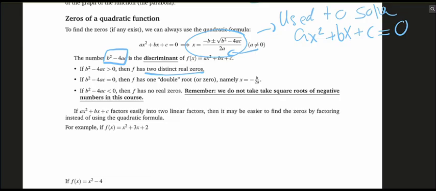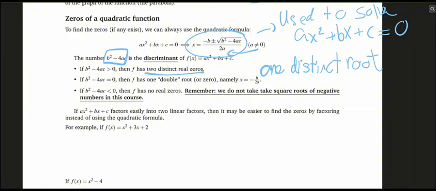What about if it's 0? Well, in this case, you would have plus or minus 0. Plus or minus 0 is still 0. 0 multiplied by anything is going to stay 0. So we have just one root, or one double root, basically one distinct root. Good. What about if the discriminant is actually negative?